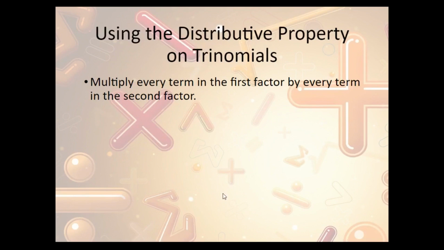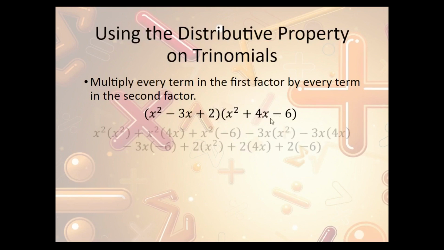So what about trinomials? So what if it's 3 terms? It's no different. We do the same thing. So we take x squared and multiply it by x squared. We take x squared and multiply it by 4x. We take x squared and multiply it by negative 6. Then we do it for the second term. Negative 3x times x squared. Negative 3x times 4x. Negative 3x times negative 6. And then we do it with the 2. 2 times x squared. 2 times 4x, 2 times negative 6.